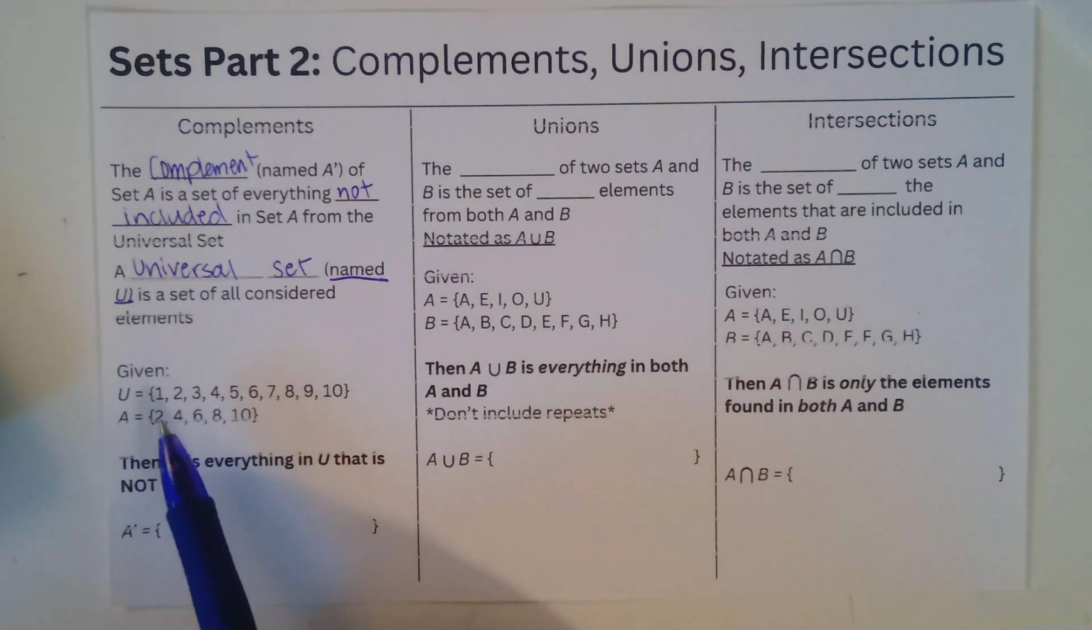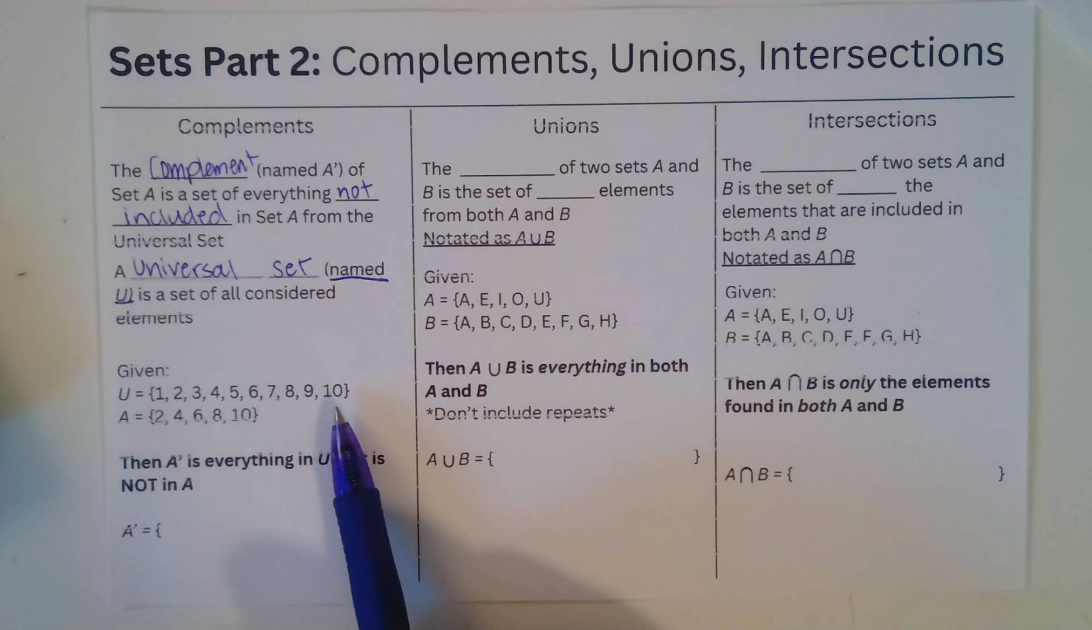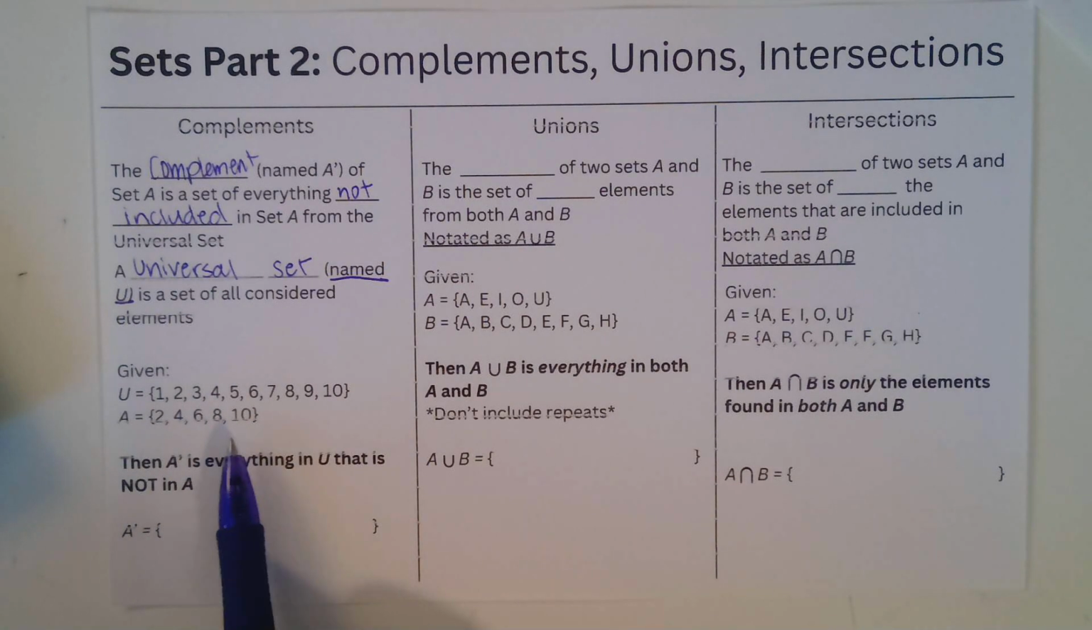It's going to say, given that U is equal to 1, 2, 3, 4, 5, 6, 7, 8, 9, 10 inside of our curvy bracket. So that's our universal set. That's like all of the things that could possibly be considered in this situation. And then they give you that A is 2, 4, 6, 8, and 10.